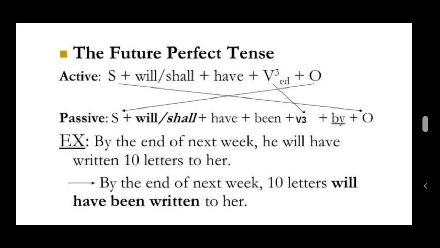So see here the next tense, that is future perfect tense. The active structure is subject plus will or shall plus have plus verb 3 plus object. In passive voice, it is subject plus will or shall plus have been plus verb 3 plus by plus object. See the example here. "By the end of next week, we will have written 10 letters to her." So in passive, "by the end of next week, 10 letters will have been written to her."